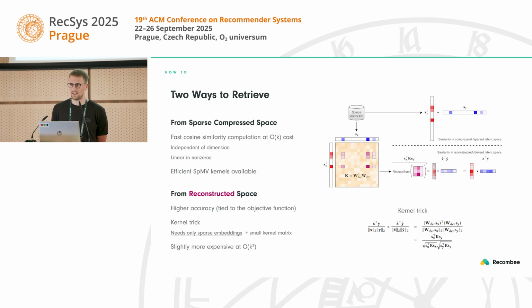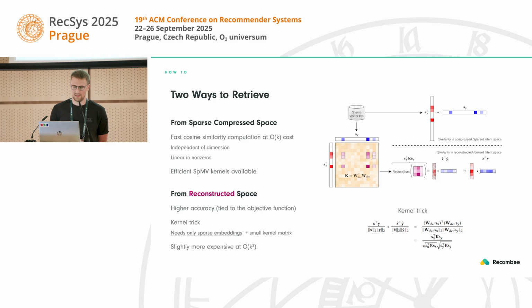The first one is a standard dot product based or cosine similarity based retrieval from the sparse vectors, and this is linear in the number of non-zeros in this space, which is smaller than the embedding on the input that we were compressing originally. So it allows us to not only compress the vector database, but also improve the speed of inference. And this is also possible to implement very efficiently using the sparse matrix and vector kernels.